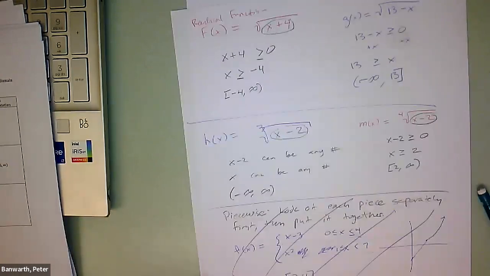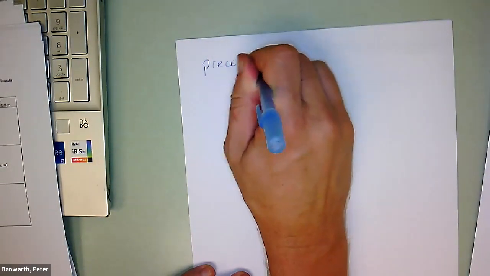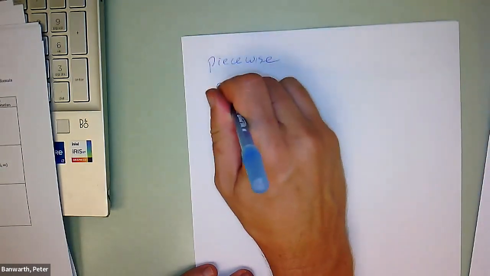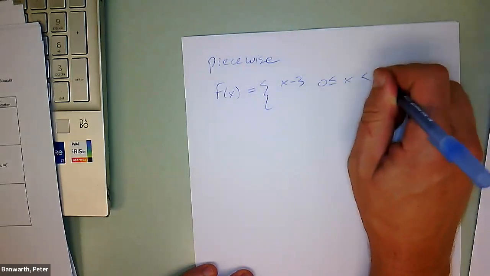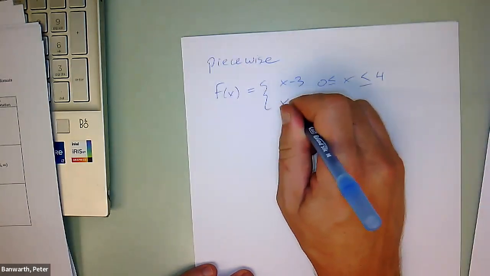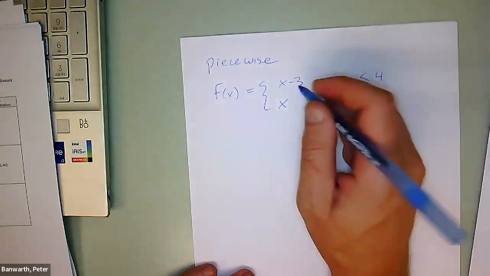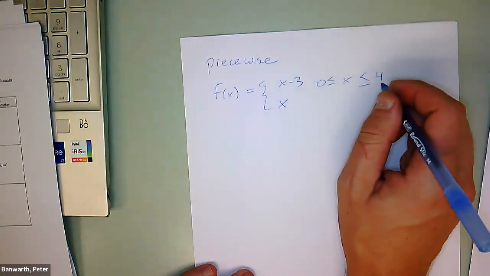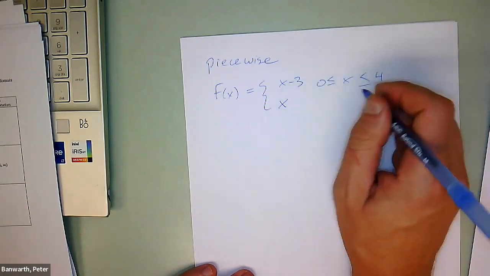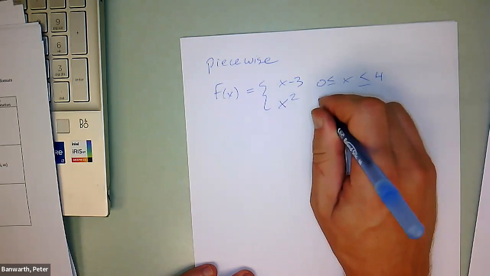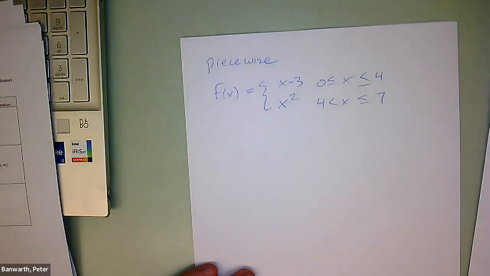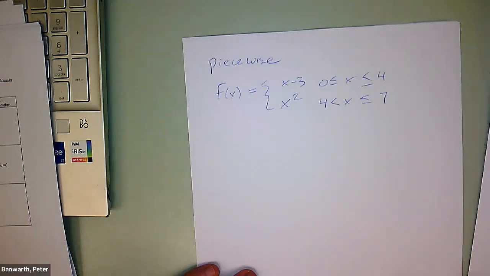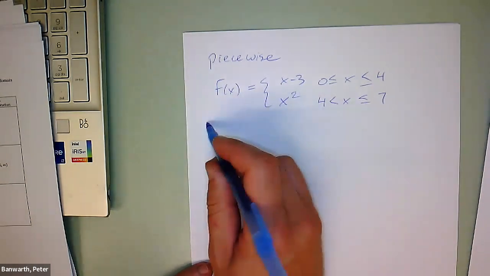So skip over this part of the video. Let's start another part. Go back to piecewise. Use my function f of x, x minus 3, 0 less than or equal to x, less than or equal to 4. And I'm going to do x squared. I'm going to start at 4, strictly greater than 4, just to save myself the headache. Because when I was doing the other one, I made a mistake. So scratch that from your mind and look at just this one.